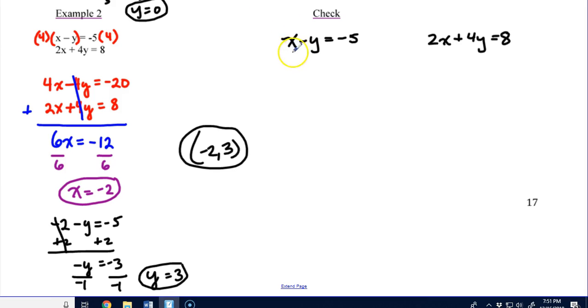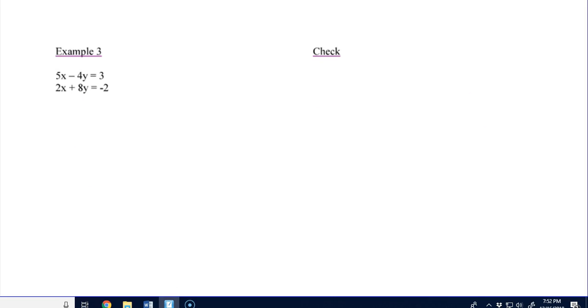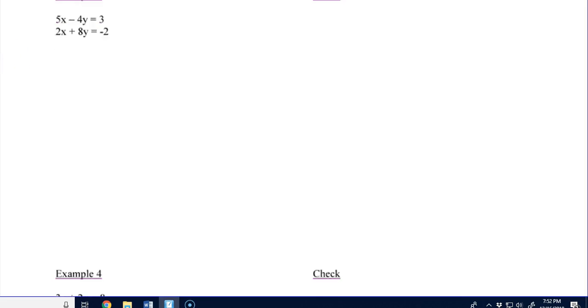So hopefully you paused and did checks. If not, please do that now. All right. Our last example that we're going to look at involves doing something to both equations. So we're going to skip ahead to number 4 on the next page. We'll leave number 3 for later.